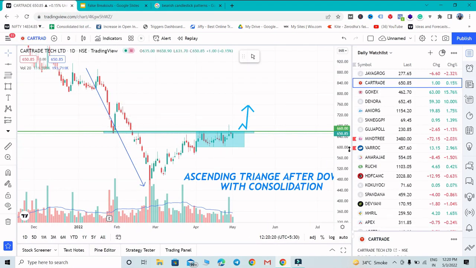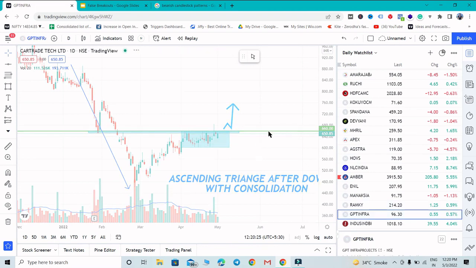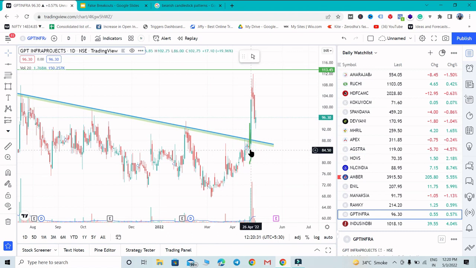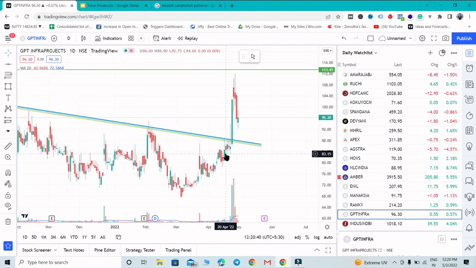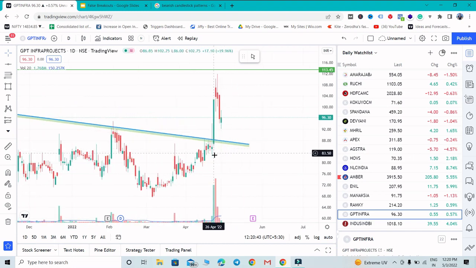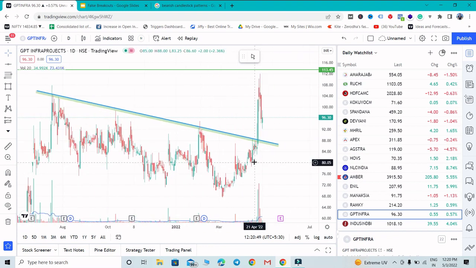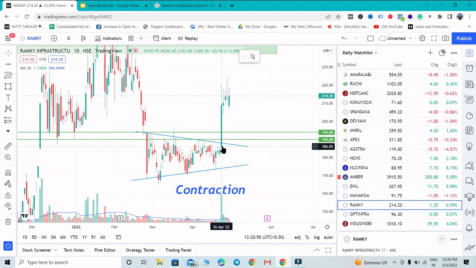So here is how we had caught this opportunity. See, GPT Infra was captured. I had already shown you the setup. Yes, GPT Infra was captured, and this was the day when we had captured it. On 26th April, we had captured GPT Infra. Along with this stock, on this particular day we had also captured Ramky Infra. It was showing contraction, and see the date below, it is 26th April.